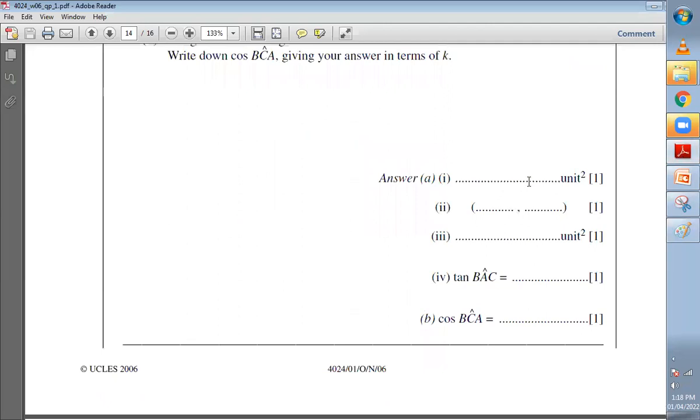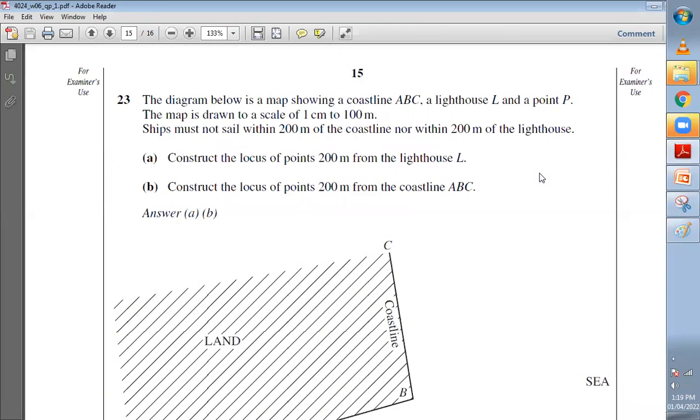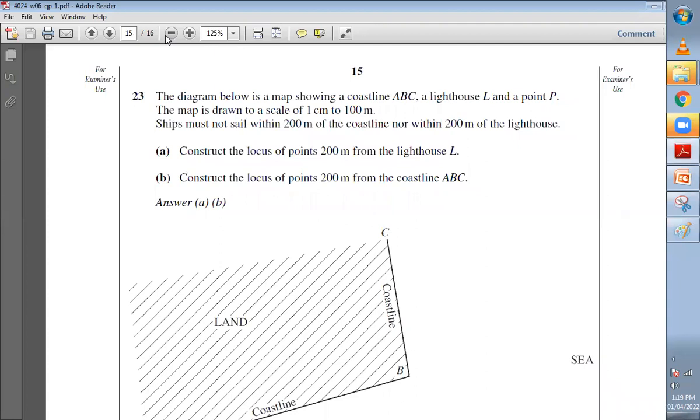Okay, so that's it. Now we are on question number 23. He says the diagram below is a map showing a coastline ABC. Let me reduce the size.